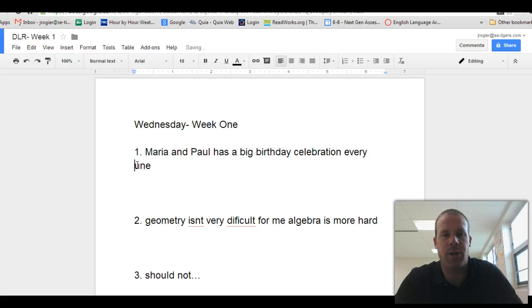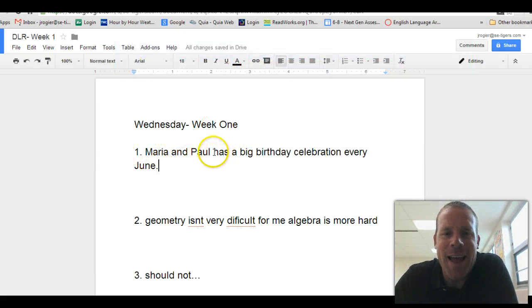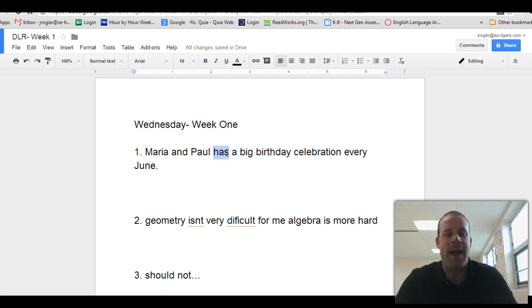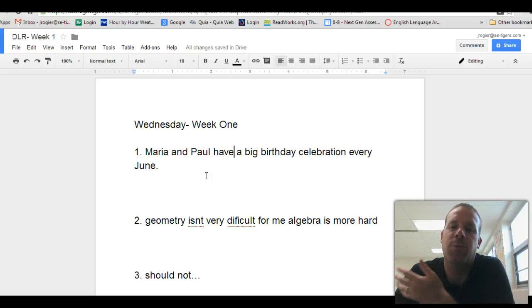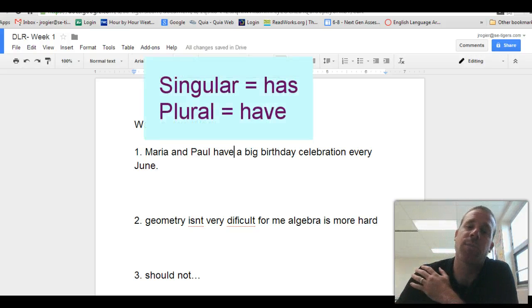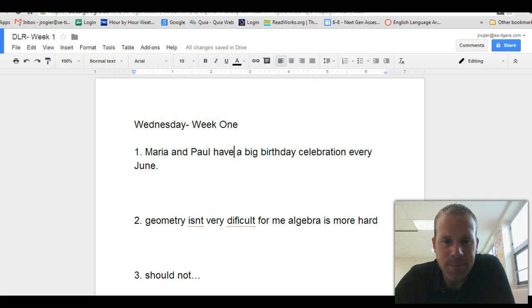So Maria and Paul has a big birthday celebration every June. June's a month, it's going to get capitalized. If you notice, there's no end mark down here, so we want to go ahead and put a period for our end mark. One other thing, it says has. Since there's Maria and Paul, that's 2 people, we want to go with have. Whenever we have a plural for our subject, we go with have. If it was just Paul, then it'd be Paul has a big birthday celebration. But it's not, it's Maria and Paul.